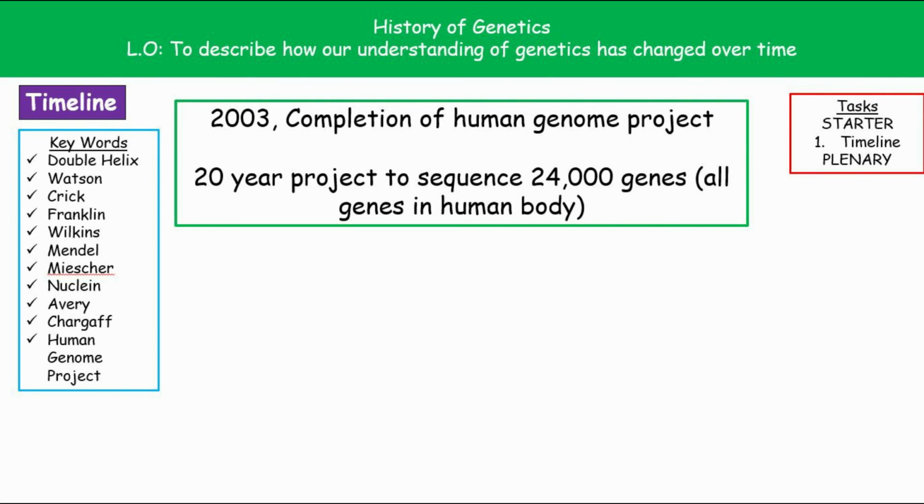One of the significant things that's occurred in the more recent past was in 2003, when we completed the Human Genome Project. Now, this was a rather ambitious project at the time, which was over 20 years. So not just something that's done in a short space of time, 20 years of work went into this to sequence all 24,000 genes of the human body. So the goal of this project was that we're going to sequence every gene in the human body, and they did it. That was completed in 2003.